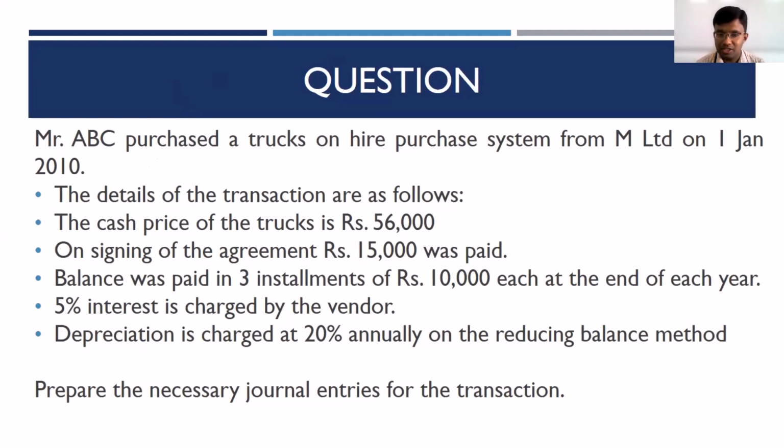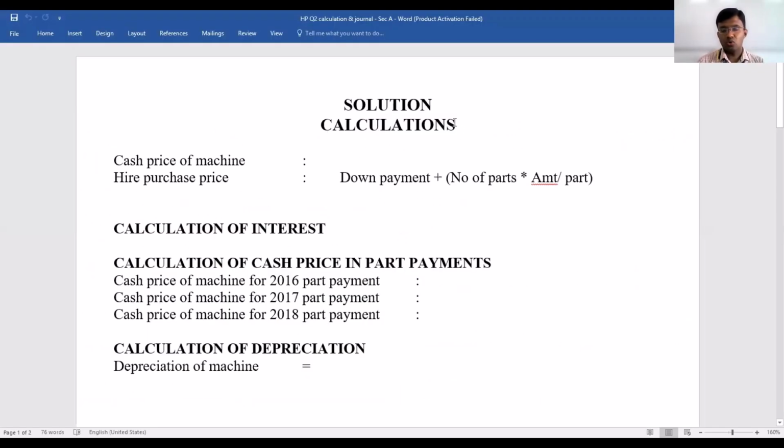The details of the balance payment have been given to us, and the remaining amount was paid in 3 installments at the end of each year. 5% is the interest which is being charged by the vendor, and we also saw that depreciation is computed at 10% based on the reducing balance method. Now let's go about with this particular question's calculation.